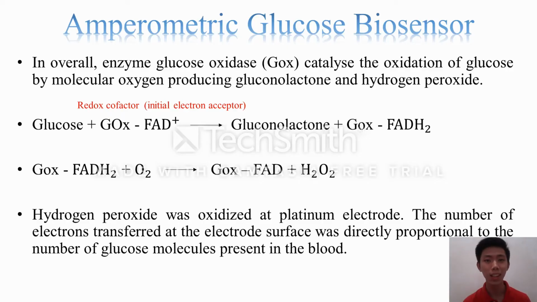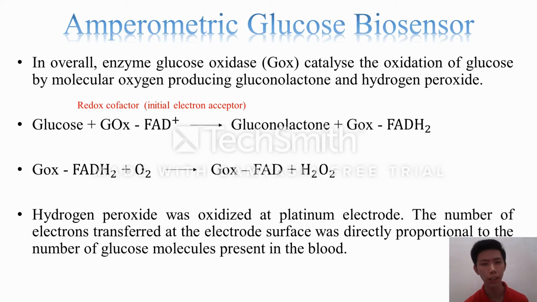I will be discussing the mechanism of glucose biosensors. There are two types of glucose biosensor that I will be discussing. The first one is the amperometric, and the second one is fluorescence. For the first one, the amperometric glucose biosensor uses the enzyme glucose oxidase to catalyze the glucose by using molecular oxygen. So the products will be gluconolactone and hydrogen peroxide.